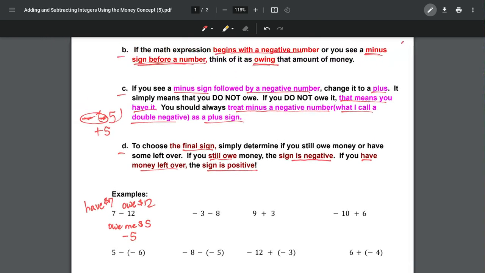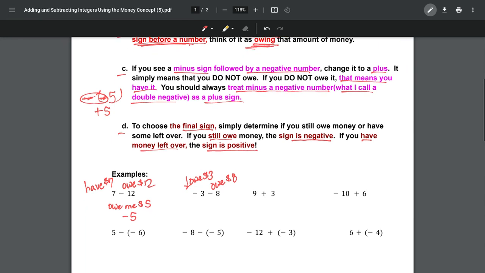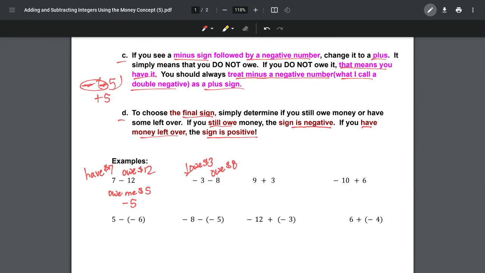On the second example here, my expression begins with a negative number. So I'm going to think of it as owing. So here you owe me $3. Okay, then I see a minus sign before this other number, -8. That also means that you owe me money. So here you owe me 8. So if you owe me $3 and you owe me $8, what do you owe me? I hope you all know. If you owe me 3 and you owe me 8, please don't tell me you owe me 5 because I'm going to be upset. You owe me $11.